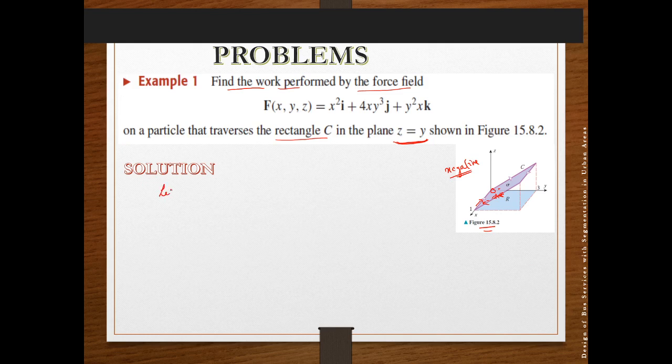So let us take the given F of x y z. This is our force field, x squared i plus 4xy cubed j plus y squared x k. So does anybody have any doubt? So this is the given vector field.